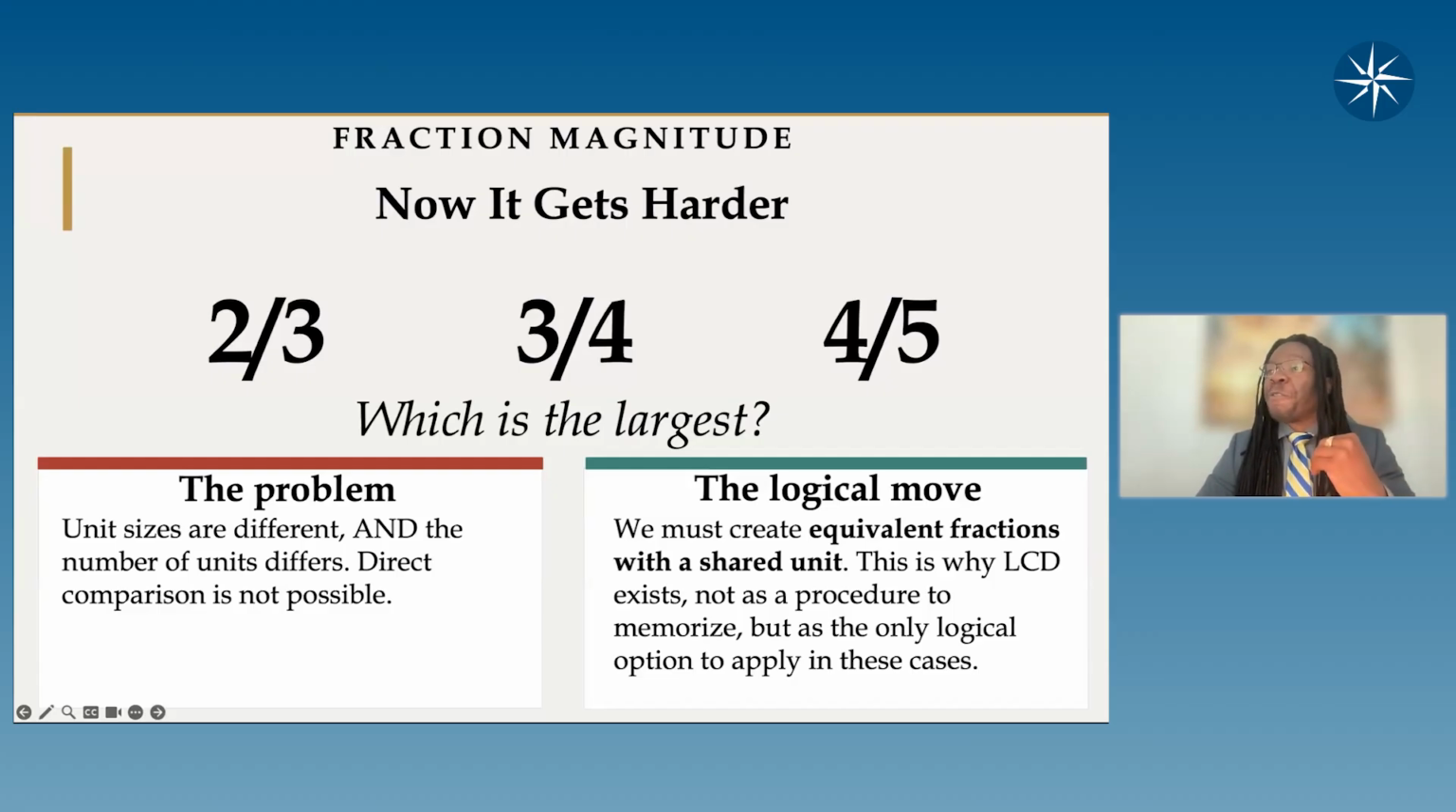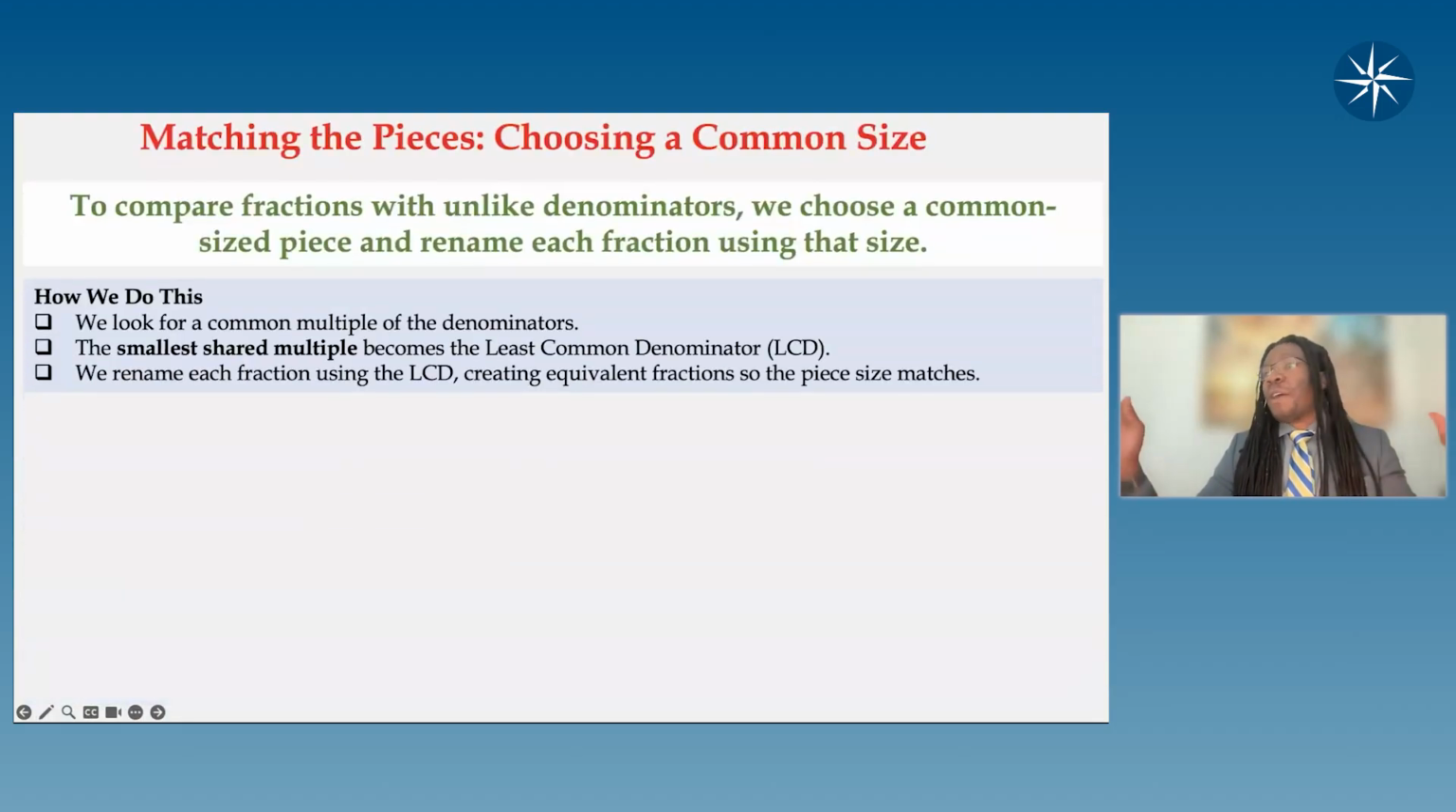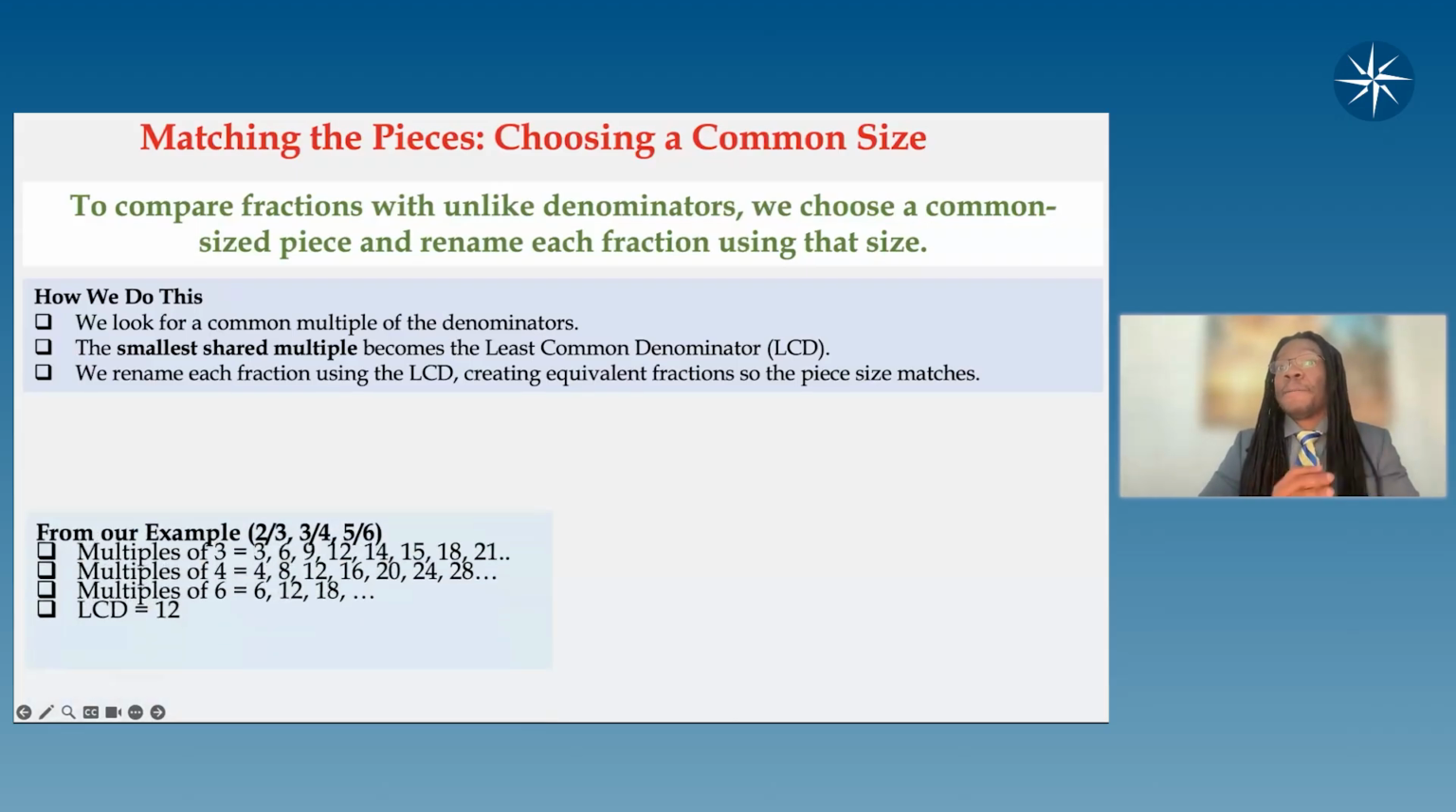So in this case, we have to find the LCD. Right? Someone talked about brownies earlier, food again, so I wanted to make sure that I noted that. So we have to find a common unit. So we have to look for a common denominator. It's the smallest shared multiple that becomes the LCD, and we rename each fraction using the LCD. So that's the key here.